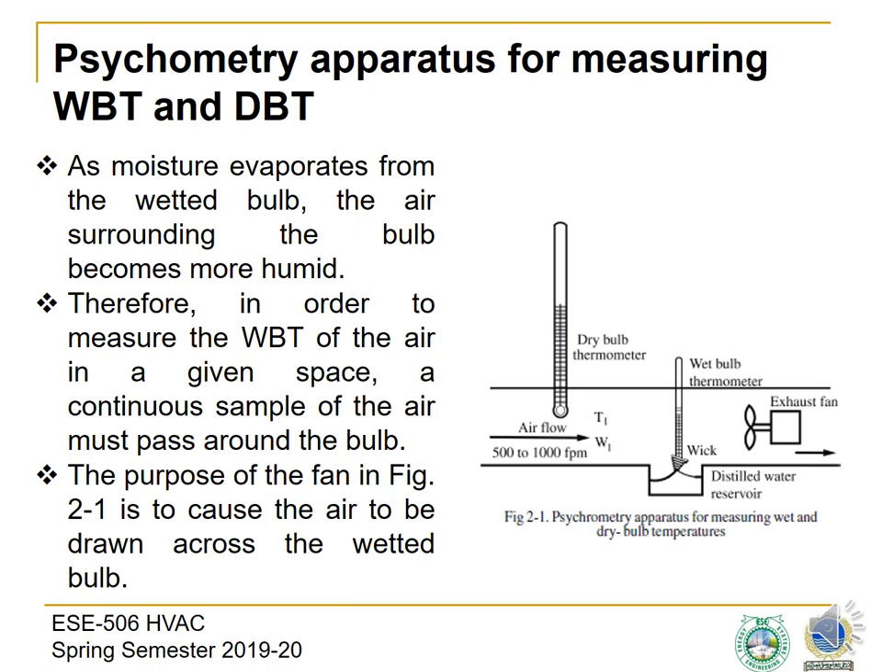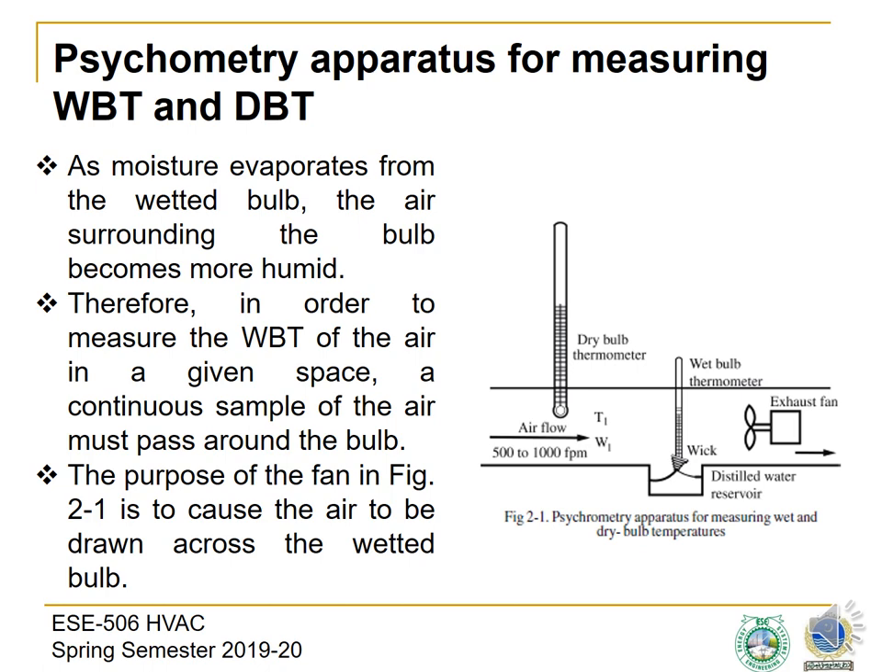Psychrometry apparatus for measuring wet bulb temperature and dry bulb temperature. As moisture evaporates from the wetted bulb, the air surrounding the bulb becomes more humid. Therefore, in order to measure the wet bulb temperature of the air in a given space, a continuous sample of the air must pass around the bulb. The purpose of the fan in figure 2.1 is to cause the air to be drawn across the wetted bulb.